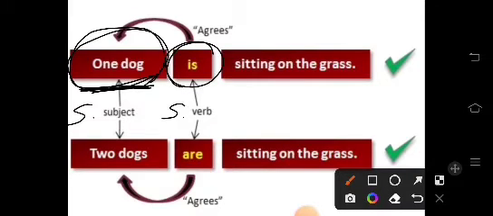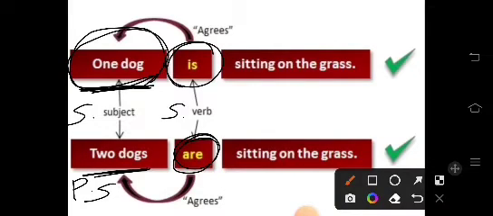verb. So here the verb is is, which is a singular verb. We use is with singular subjects, and we use are with plural subjects. In the second sentence, two dogs are sitting on the grass. So, who are sitting on the grass? Two dogs are sitting on the grass. So, this is the subject of the sentence, which is plural. Two dogs. We are talking about two dogs. So, it is a plural subject. It will agree with the plural verb, that is are.